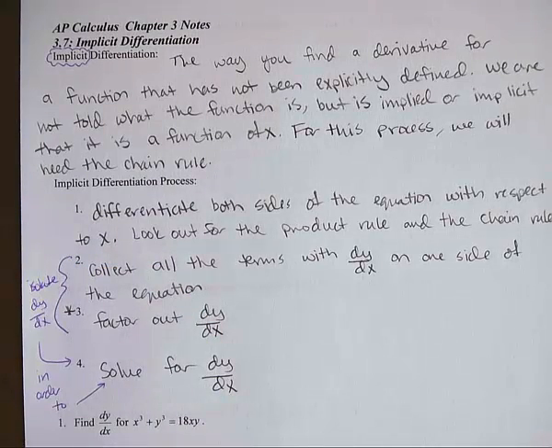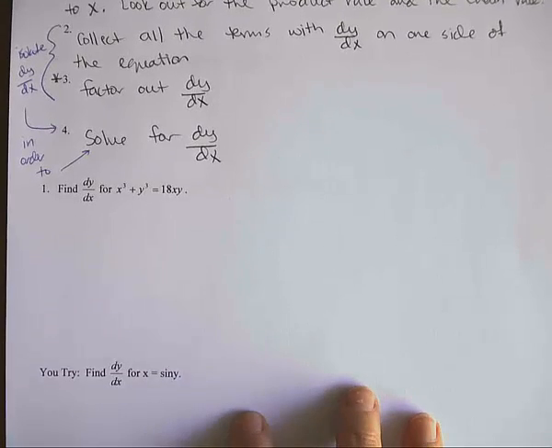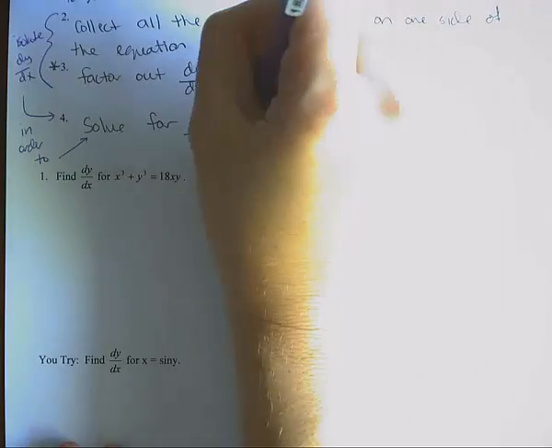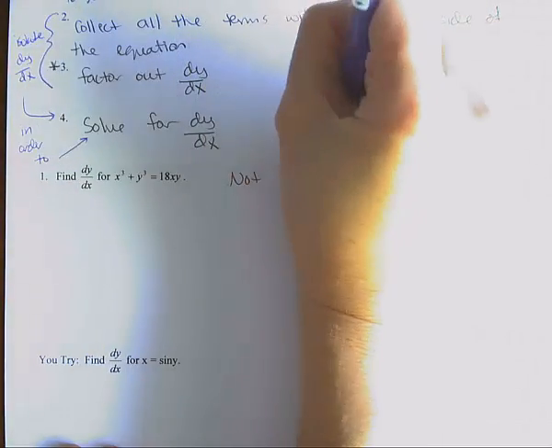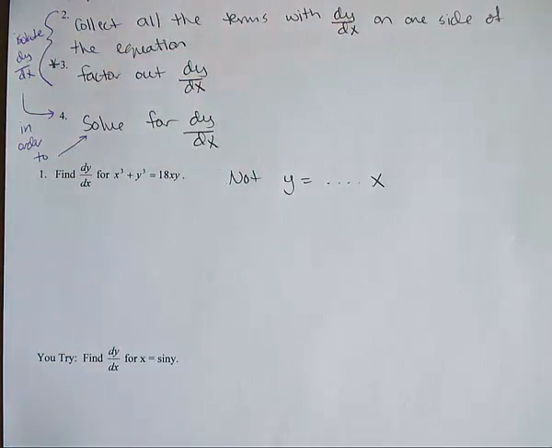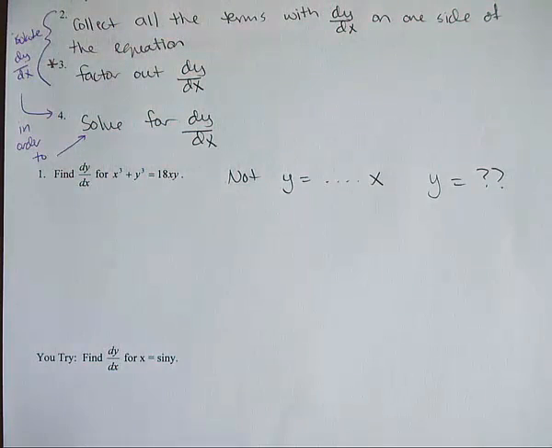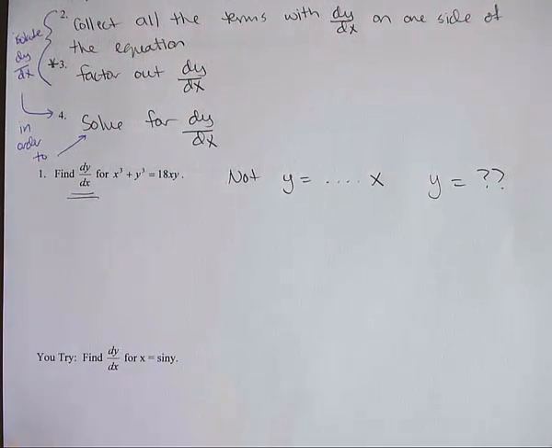So let's do that process with example 1. In example 1, I have the equation x to the third plus y to the third is equal to 18x times y. The reason why this is considered to be implicit is because it's not written in the form y equals blah blah blah x. We're not told what y is as a function of x. In fact, we don't even know what y equals. But we're being asked to find the derivative of y with respect to x.